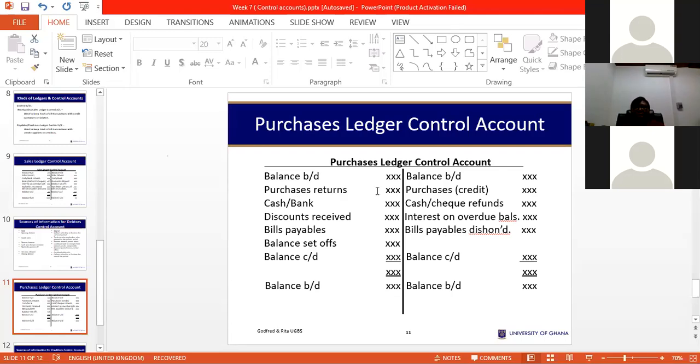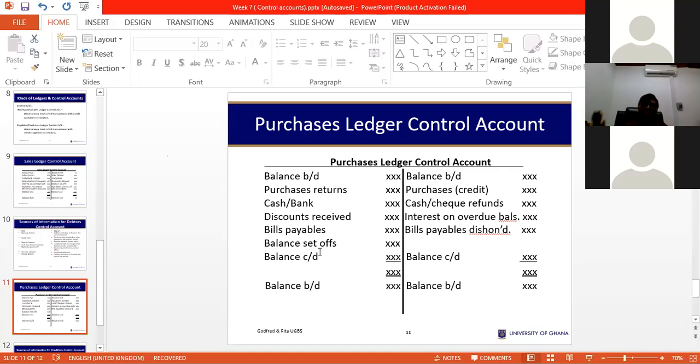On the other hand, if the business entity returns goods to them, it is returns outwards. It reduces our liability, so it's on the debit side. If we pay Paul, Susie, cash or check, it reduces the business liability, so it's on the debit side. If we also pay promptly and they give us a discount, it should reduce our liability. Bills payable, if we give them bills, should reduce our liability, and then the set off is here again. So realize that set off is there and it is here.